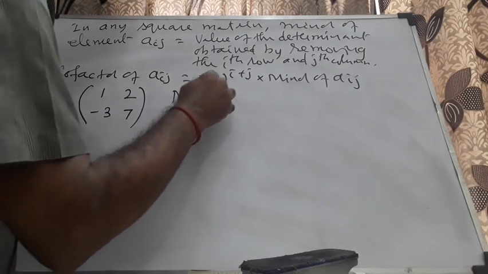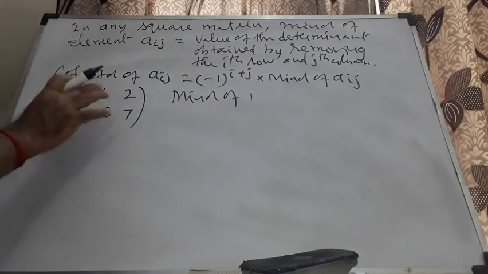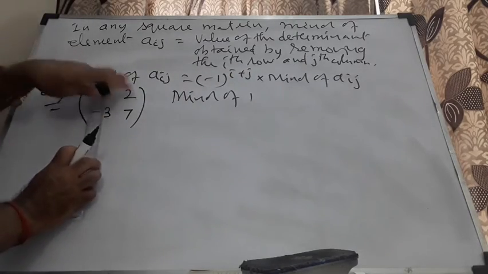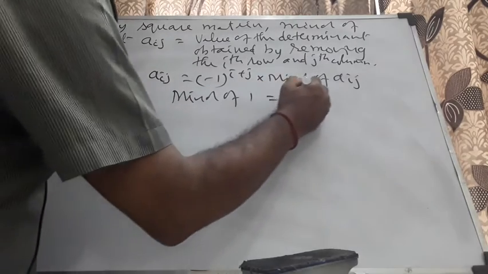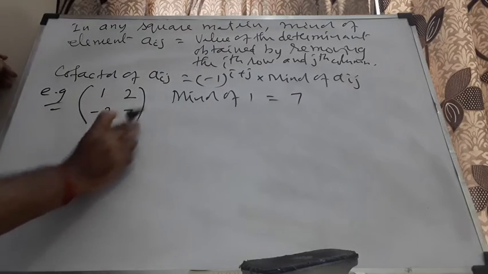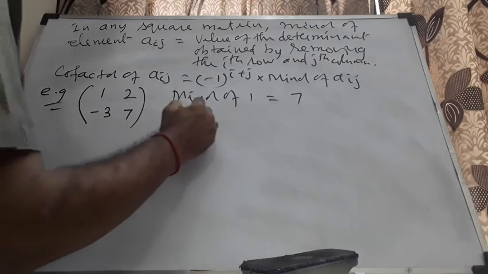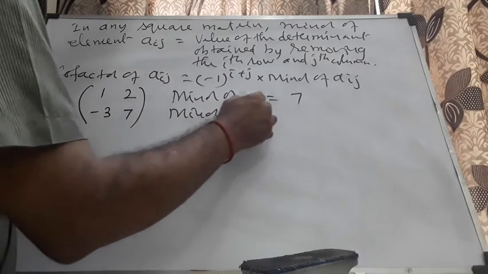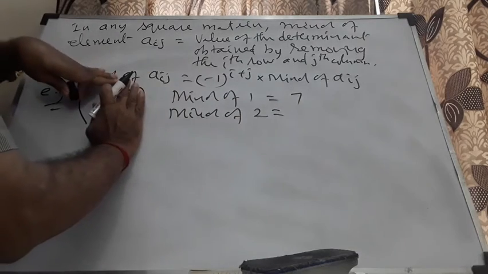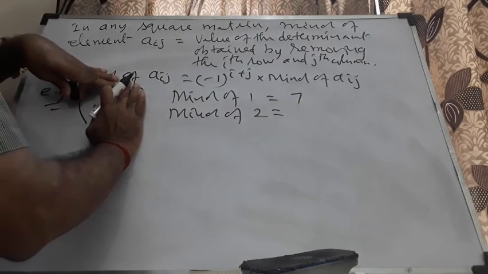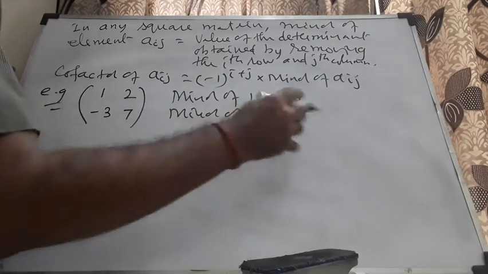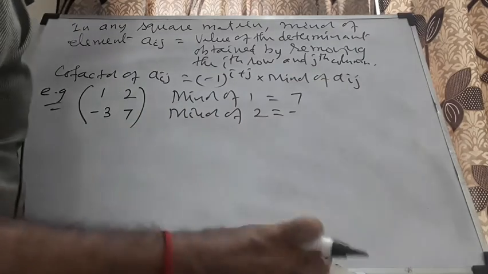Just listen carefully. Minor of 1: what do I get? Remove the first row, first column. I'll get simply 7, a 1 by 1 determinant, which is anyway 7. Similarly, minor of 2: remove the first row, second column. I'll get simply -3.